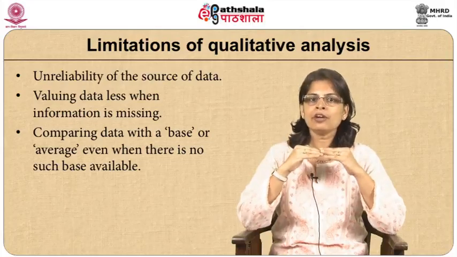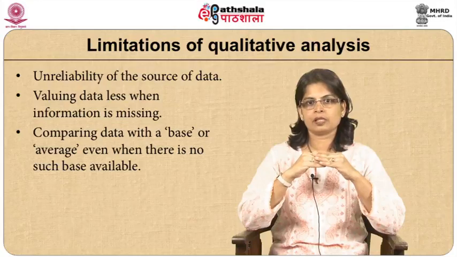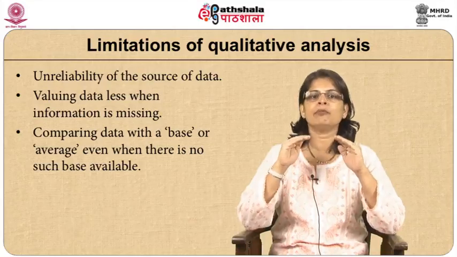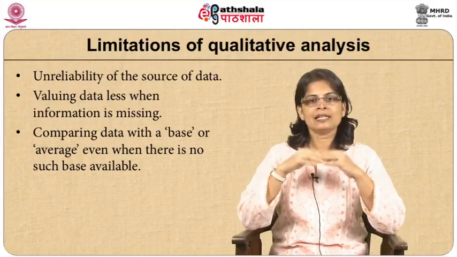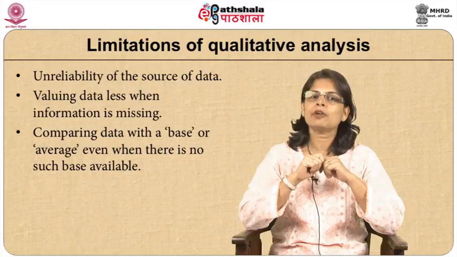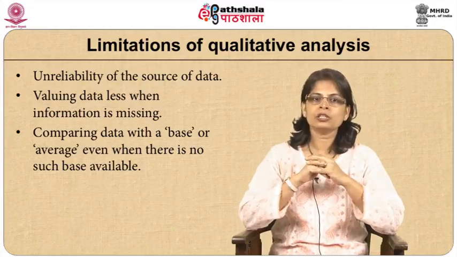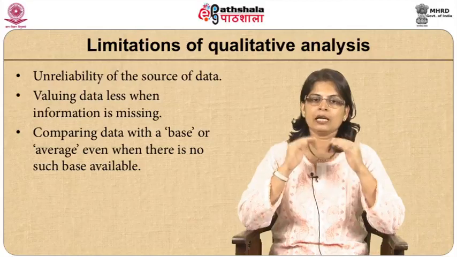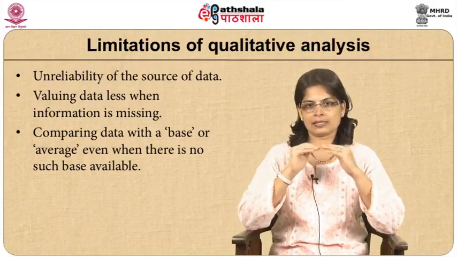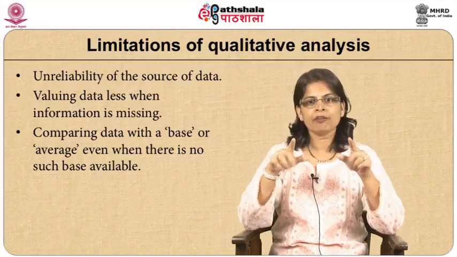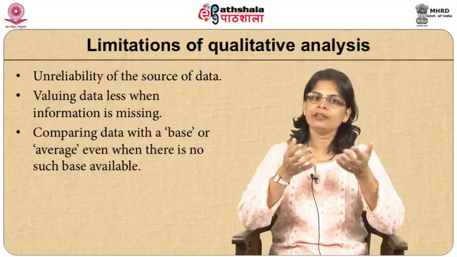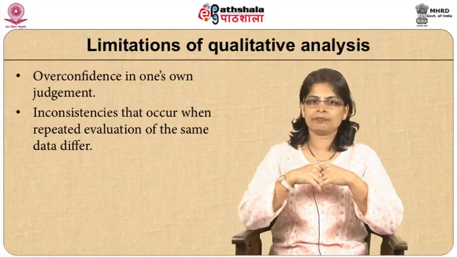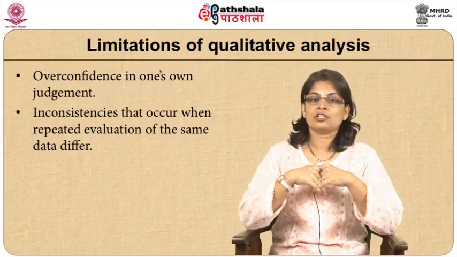We also face the unreliability of the sources as one of the limitations. Some sources are more reliable than the others. Thus, the data must be weighed appropriately before analysis. However, there is a tendency to treat all the sources with the same reliability. So, when information is missing, all the data from that particular source tends to be valued less. Comparison is the basis of qualitative analysis. Hence, we tend to compare data with the base or the average, even when there is no such base available. Overconfidence in one's own judgment can also prove to be dangerous, as the judgment could be wrong.